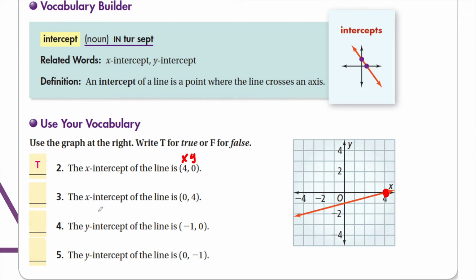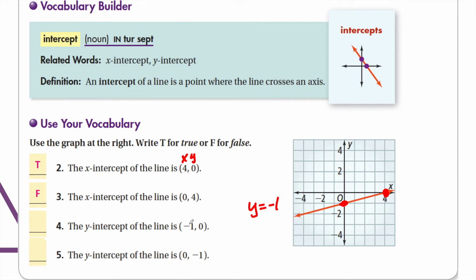What about the x-intercept of the line is 0, 4? Well, if we just said that the x-intercept was 4, 0, which means this one must be false. So let's take a look at the y-intercept of the line. It looks like it's going to be crossing the y-axis at -1. But that is the y equals to -1. So y has to equal -1.